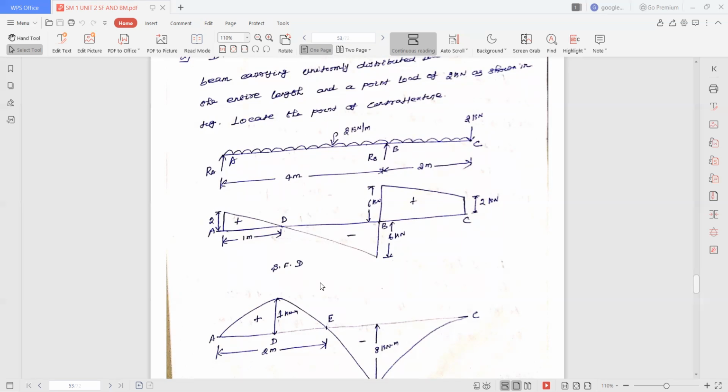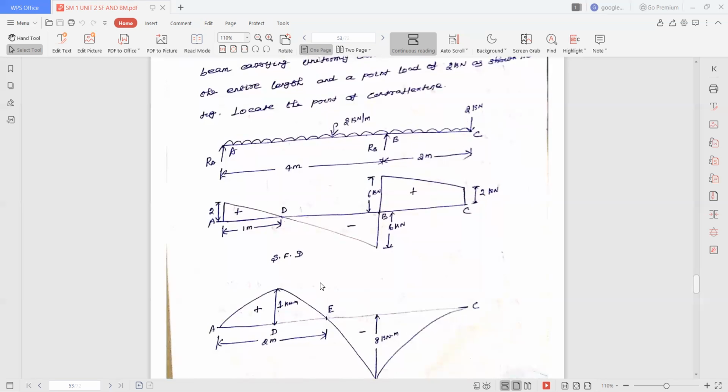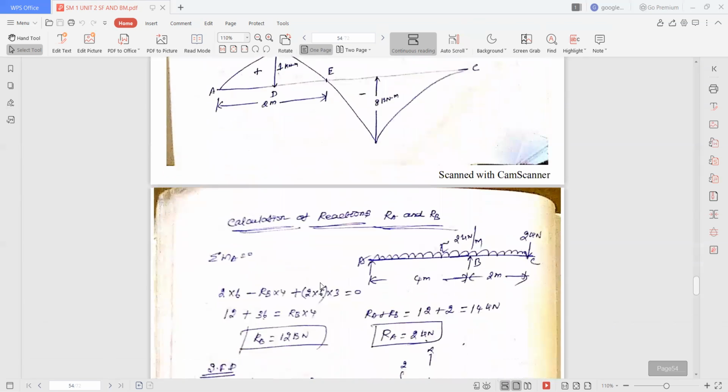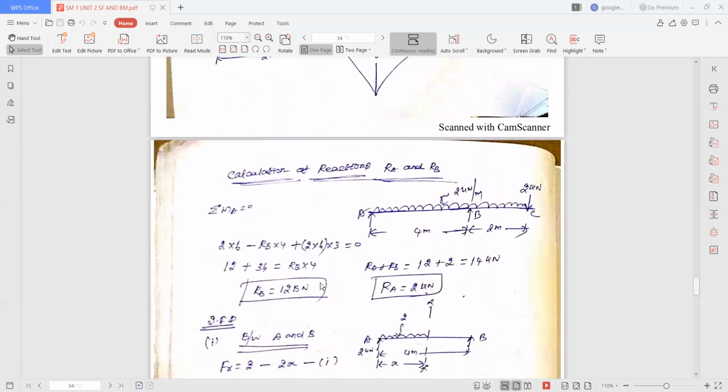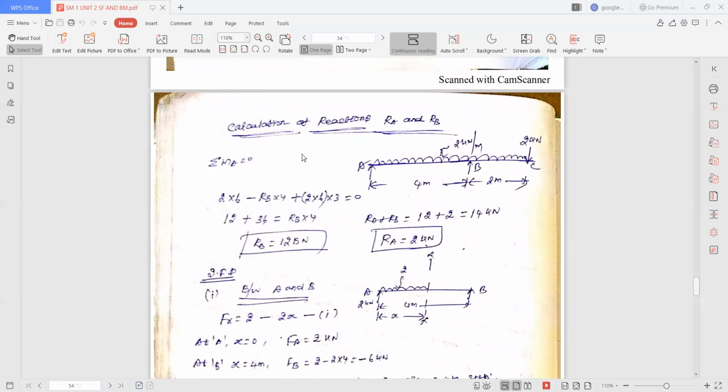So the first step, in a simply supported or overhanging beam, whatever it may be, is to find the reactions, right? So now we can calculate the reactions RA and RB. You know very well there are two equations we use to find the reactions. The first equation is the sum of moments at A equal to 0, and the other equation is the sum of upward vertical forces, that is RA plus RB, equal to the sum of downward vertical forces. From these two equations, we can find the reactions RA and RB.